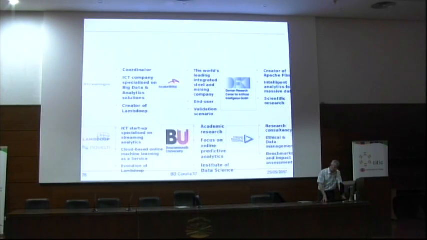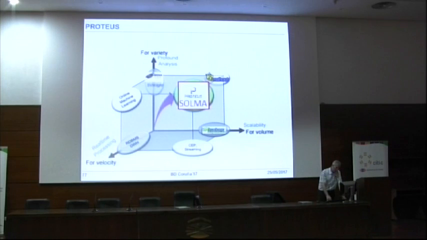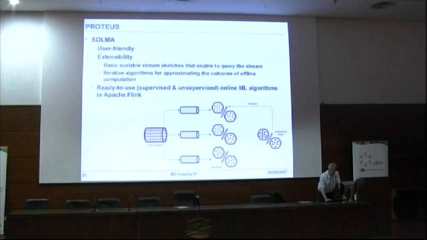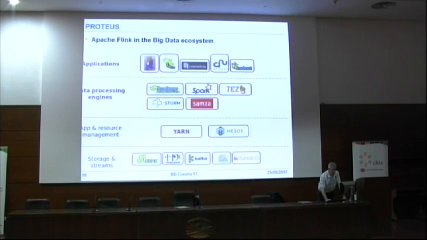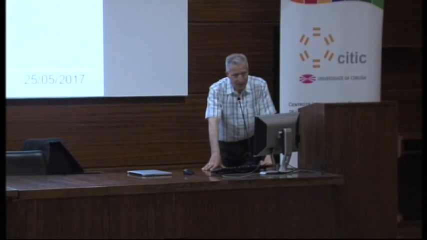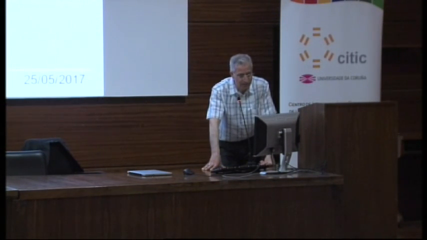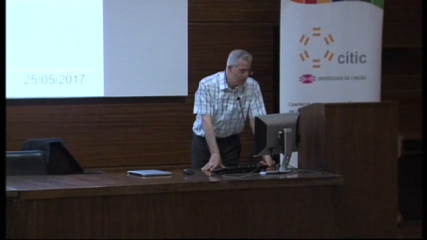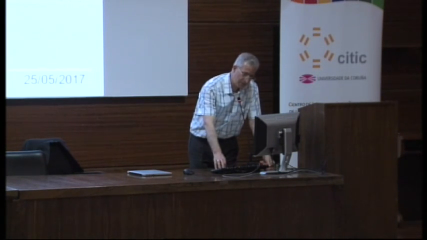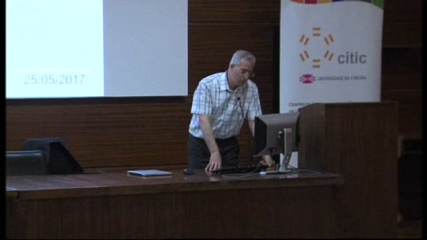So the project involves a number actually of partners. And we would like actually to develop a library called Solma. We'll come to this. So this is what we want to do. So you have the Flink actually, the big data ecosystem, and probably some of you, or probably many of you, know Flink. So this is actually a European big data platform. So what we want to do is basically to build a machine learning library, so scalable online machine learning algorithms for Flink.